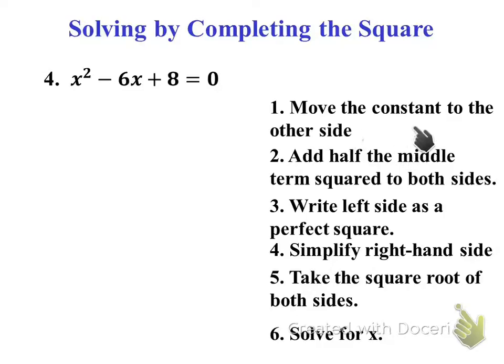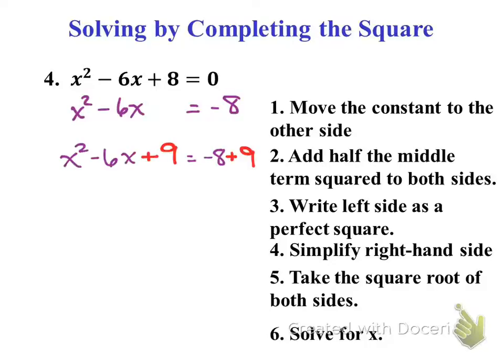Step 1, move the constant to the other side. You just got to determine what's the constant. So let's write the left side as a completed square, x minus 3 squared. Because step 4 says simplify the right side, that's why I'm putting these into 2 steps.